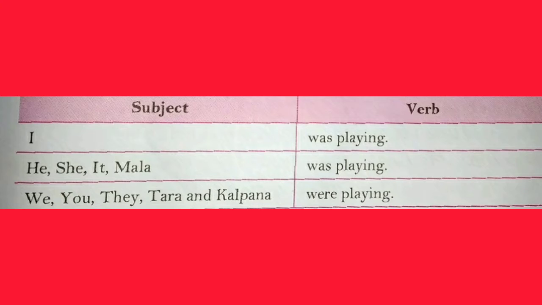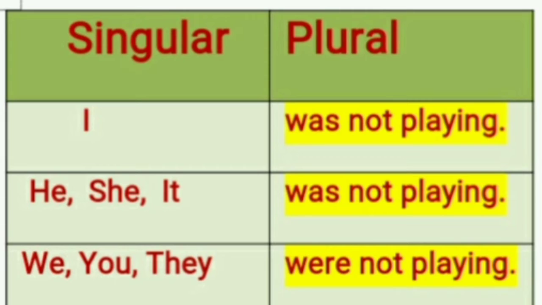Let's see how we form negative and interrogative sentences with the help of this table. The negative form of this tense is formed by adding not after was or were. For singular subjects like I, he, she, it, we use was not. And for plural subjects like we, you, they, we use were not.